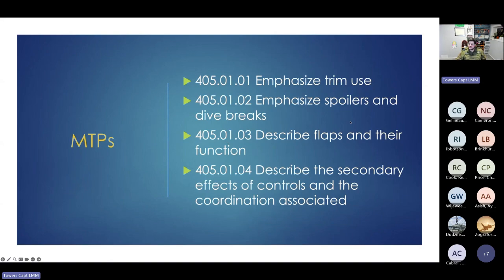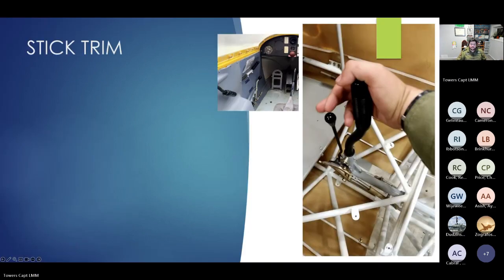Okay, so trim use, spoilers and dive brakes, flaps and their functionality, and we're going to talk about the secondary effects of controls and the coordination associated with them. So first up, stick trim.